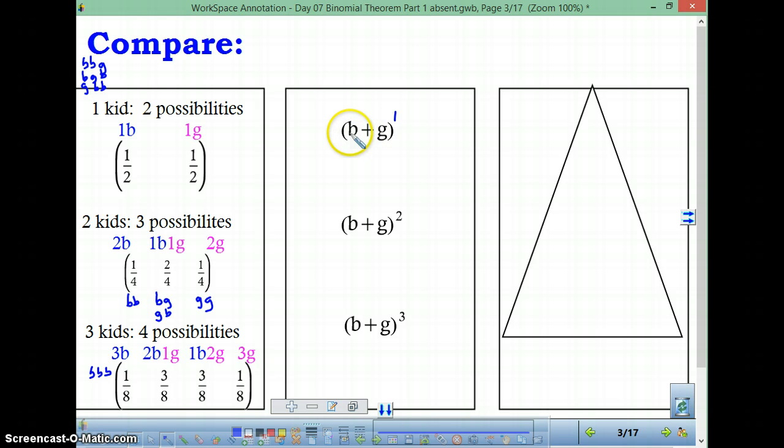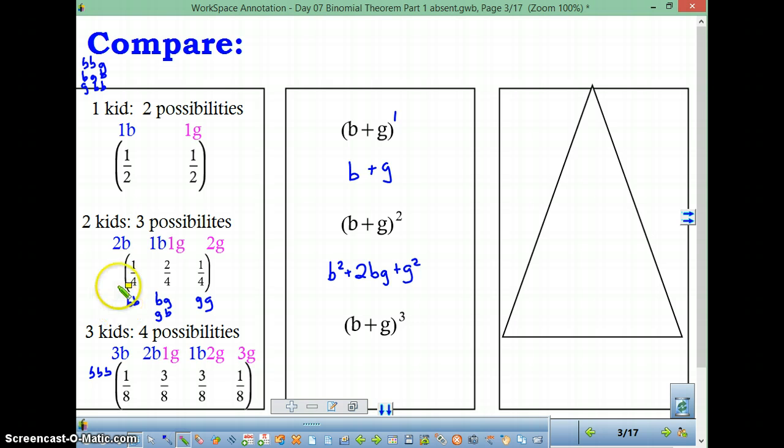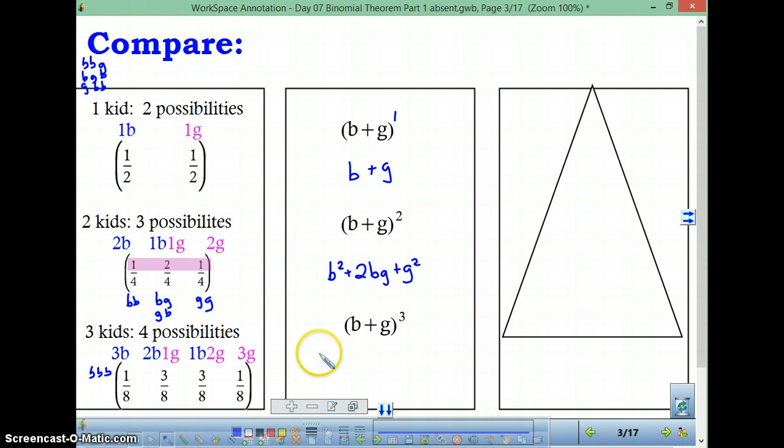This is a binomial. B plus G to the first power is just B plus G. That's easy. What's B plus G squared? That's B squared plus 2BG plus G squared. You could FOIL that to get that answer. Does this look familiar to you? Those numbers right there, do you see those numbers in here? Those are the coefficients. Let's do this similarly.